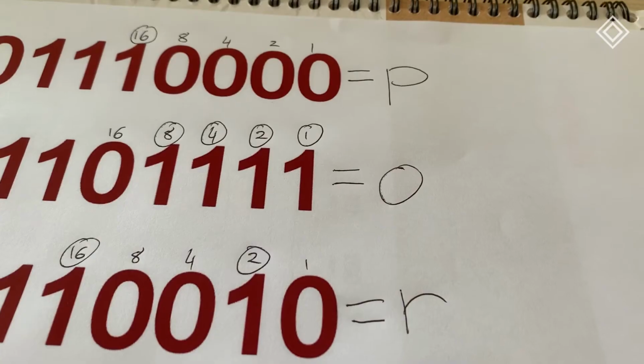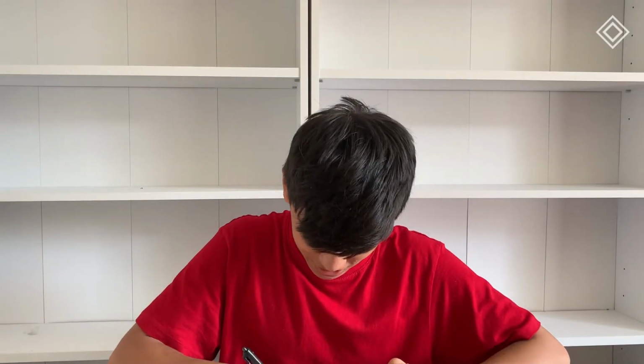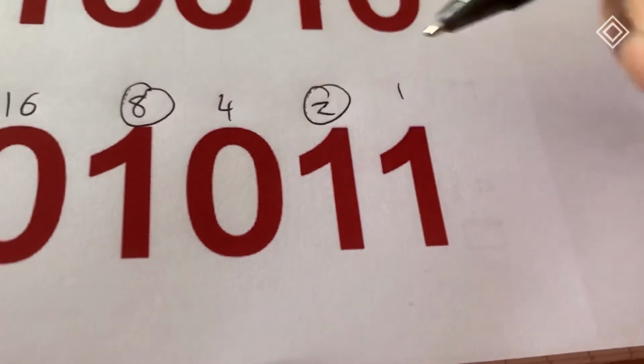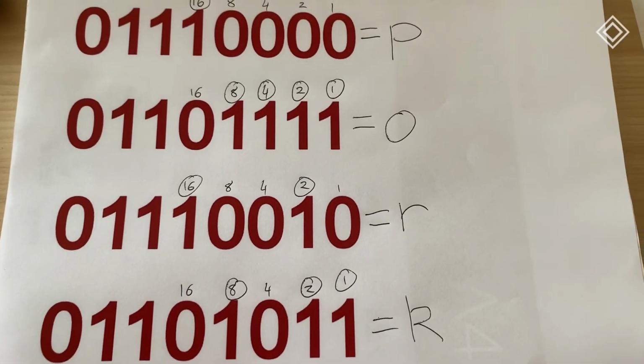Okay, I like where this is going. And finally, we've got a 8, a 2, and a 1. That gives us 11. And that gives us finally a K. Totally what I was thinking. The word pork. Definitely. And there you go. That's how you read and write binary.